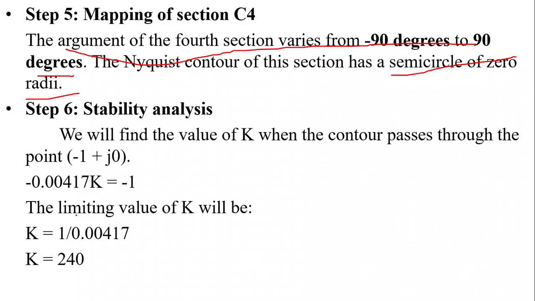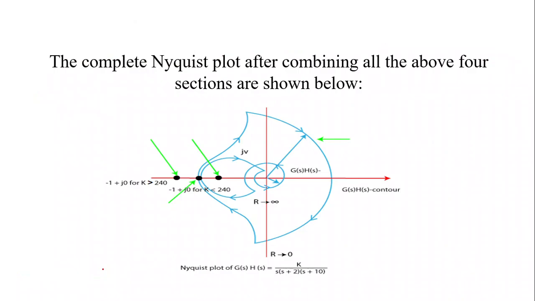After that, we have to find the stability analysis. For this stability analysis, we will find the value of K when the contour passes through the point minus 1 plus j0. We just have to equate these terms to minus 1 plus j0, which means minus 0.00417 K equals minus 1. The value of K will be K equal to 240.